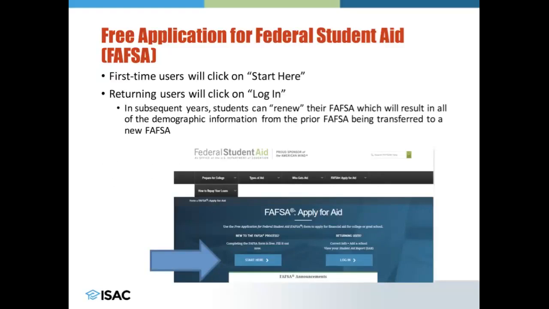After that, once you start a FAFSA, you go where it says log in, all right? The first time you do the FAFSA, you have to answer every single question for the most part. Subsequent times that you do a FAFSA, you'll be able to renew the information. If you just click renew the FAFSA, all the information from the previous FAFSA, the demographic information, will be pulled and transferred over to a new FAFSA. So it's going to be faster, okay?